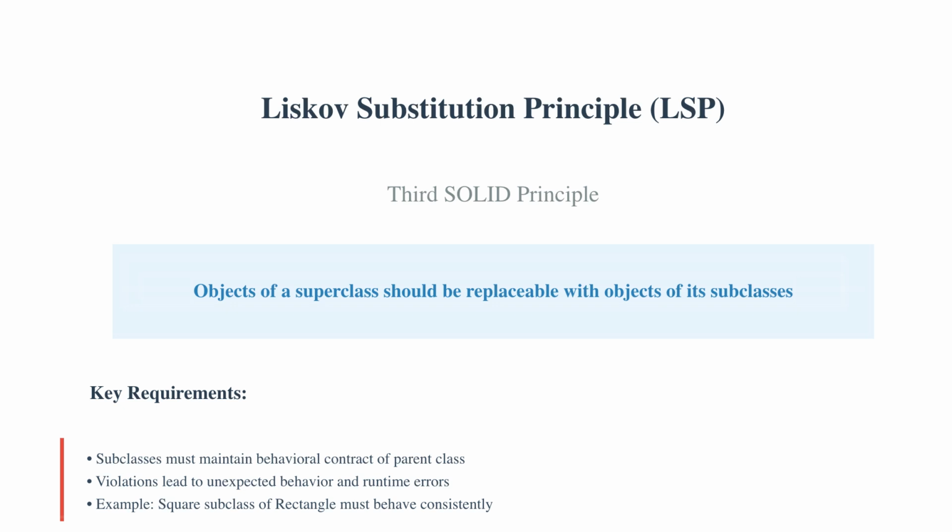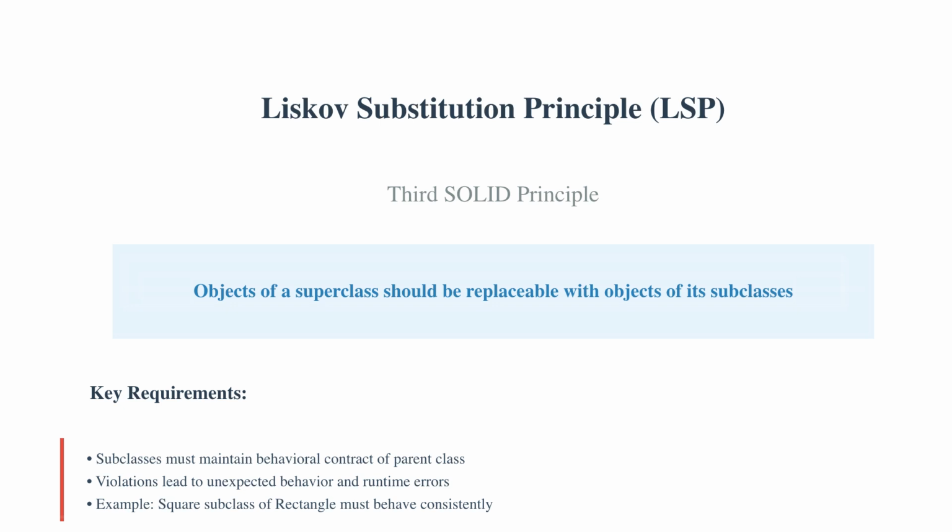The core idea is beautifully simple yet powerful. Objects of a superclass should be replaceable with objects of its subclasses without breaking the application's functionality. In other words, if your code works with a base class, it should work seamlessly with any of its derived classes. To achieve this substitutability, there are key requirements that every subclass must fulfill.